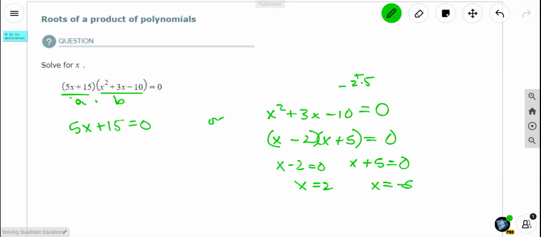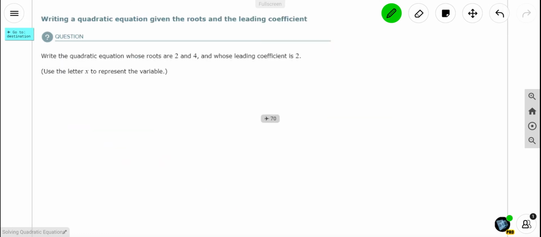That's one solution. Here, you're going to move the 15 to the other side. Don't forget how to solve simple equations. Divide by 5 and you'll get negative 3. So you have 3 solutions, negative 3, 2, and negative 5. Okay, next. All right, so now it's asking you to go backwards.